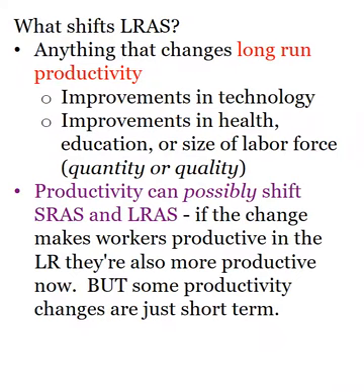So what are the shifters of LRAS? In order for LRAS to move, we have to have a change to long-run productivity, not just productivity. If you remember, productivity alone shifts SRAS. Long-run productivity shifts LRAS. So an improvement in technology, like wiring electricity for an entire village, giving internet access, computers, machinery, all of those things, once you have it, not only are you going to be better now, but you're going to be better years from now. So improvements in technology will shift LRAS to the right.